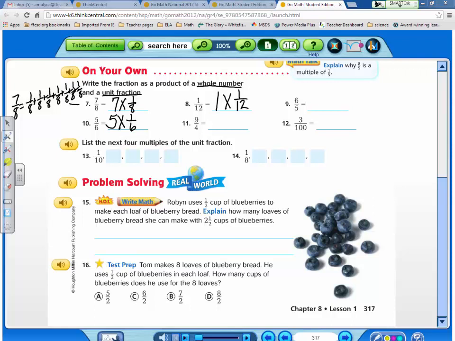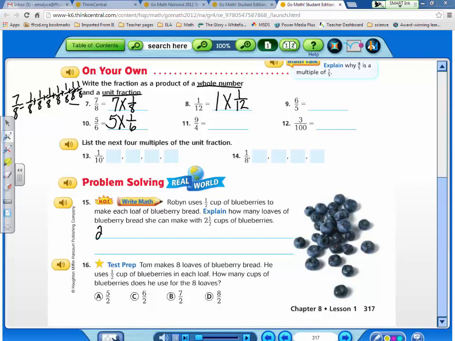Problem number 15 talks about Robin using half of a cup of blueberries in each loaf of blueberry bread. She has 2 1/2 cups blueberries. How many loaves can she make is the question. So I would want to see how many half cups are in 2 1/2.